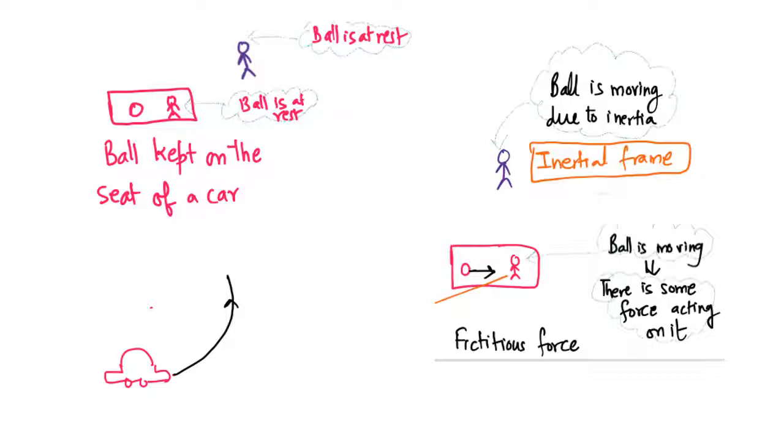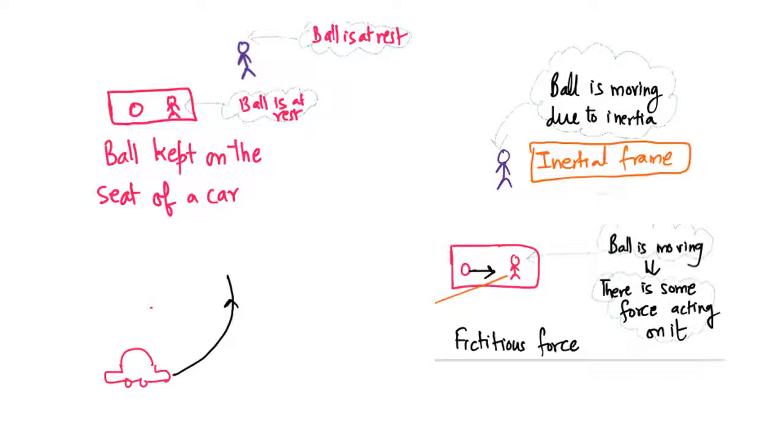Again, your concept of inertia must be clear here. Inertia means to retain whatever state of motion you are in. So the ball was moving towards the right, just like the car, because the car also was moving towards the right before taking the turn. But once it takes the turn, the ball keeps moving towards the right, and that explains its rightward motion.